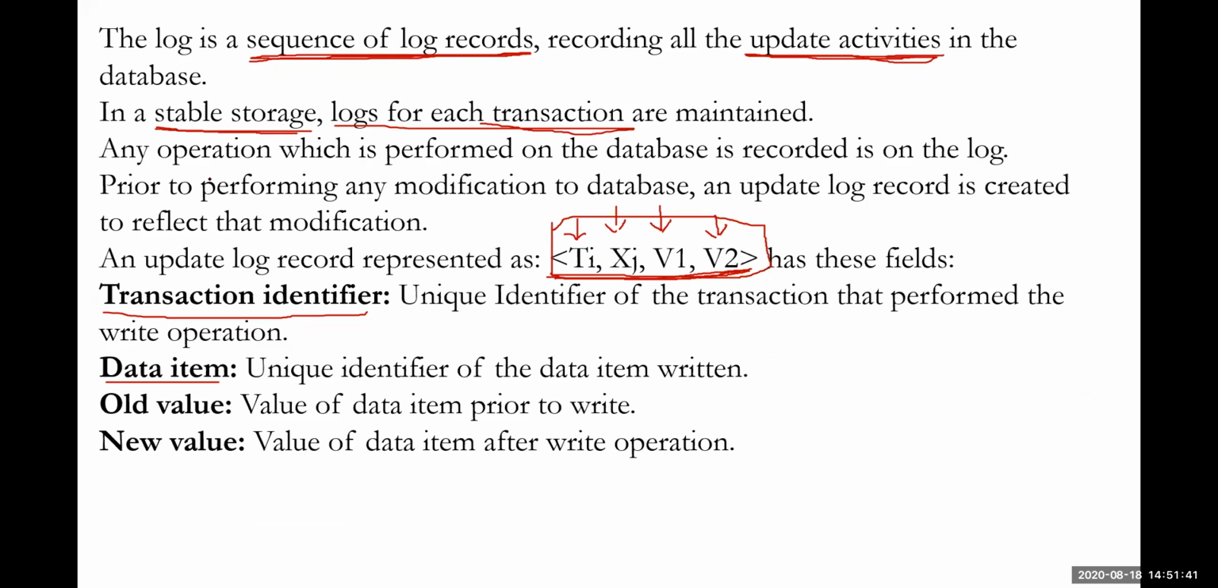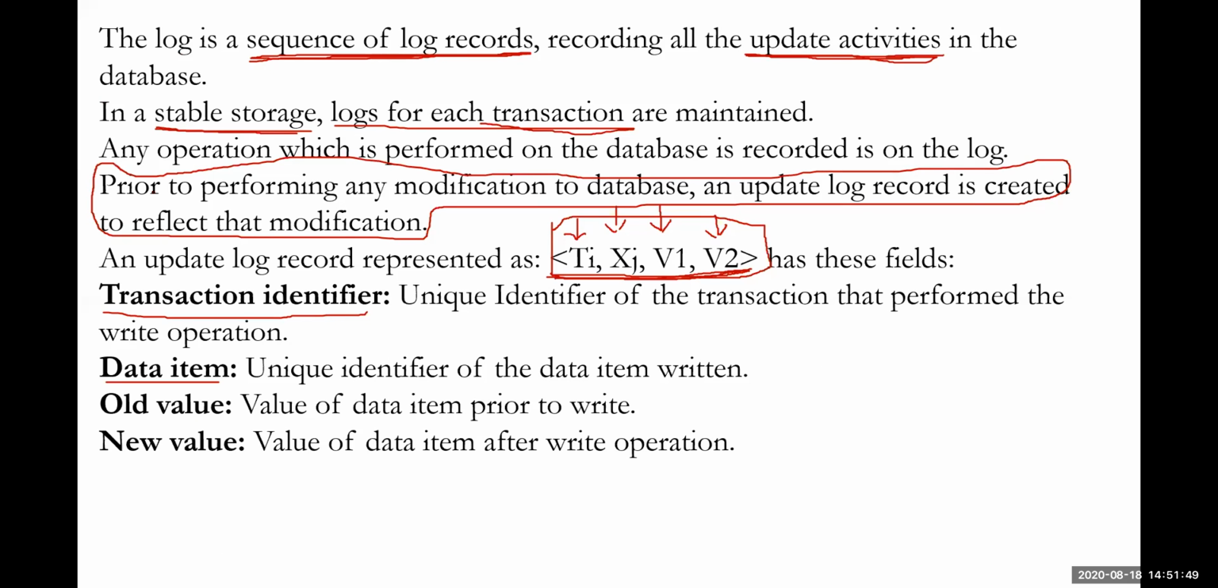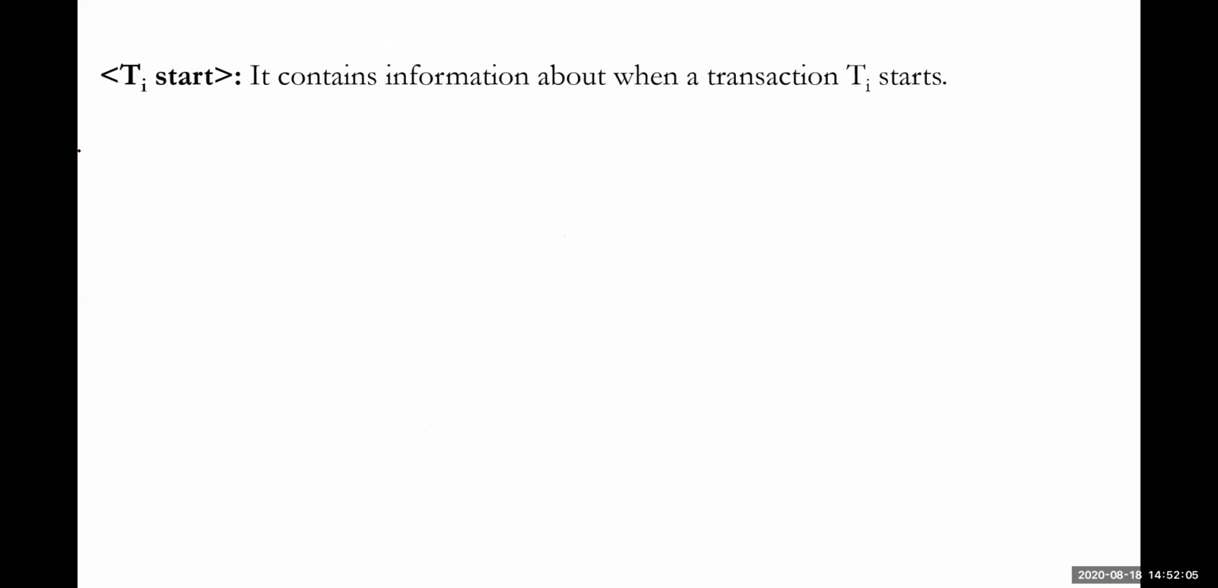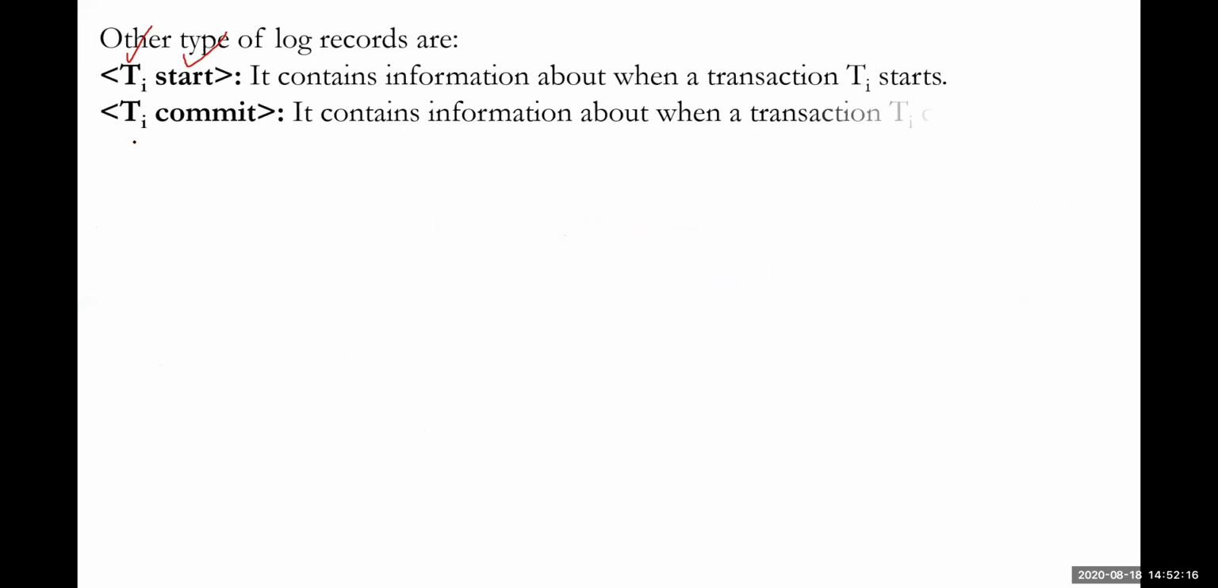Look at this. The point is this: prior to performing the operation on the database, it must be noted down into the log record first. Then it goes to the database operation. Some other operations will also be there, not exactly these four, such as when the transaction started. Starting time stamping of the transaction: a transaction has been started at what time? A transaction will take the commit point at what time?